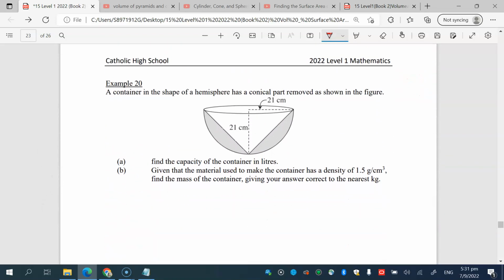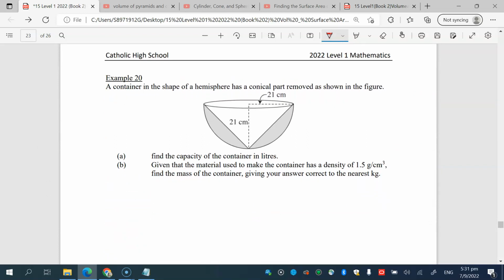All right, a few more questions left. Let's press on. Okay, a container in the shape of a hemisphere has a conical part removed as shown in the figure. Find the capacity of the container in liters. So the capacity of the container is basically the volume of the cone, right?